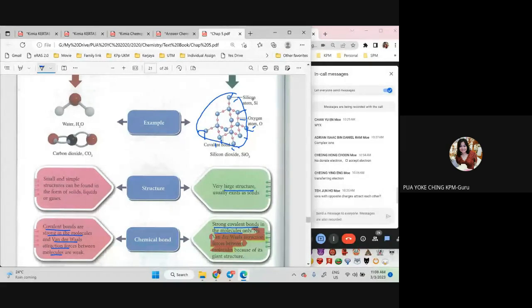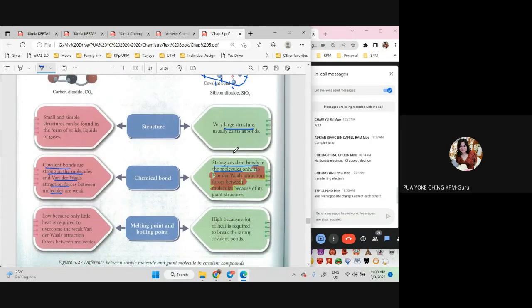Tapi untuk like water, dia kan macam ni, water molecule. Ini satu molekul. Ini satu molekul. So dalam simple molecule, dia ada banyak-banyak molekul yang wujud bersama. So dia akan ada forces of attraction, daya tarikan antara molekul. Tapi giant molecule tak ada. Sebab dia hanya ada satu, macam mana dia nak tarik dengan orang lain. Okay, dia tak ada orang lain. Dia hanya ada satu molekul saja. So there is no weak van der Waals.